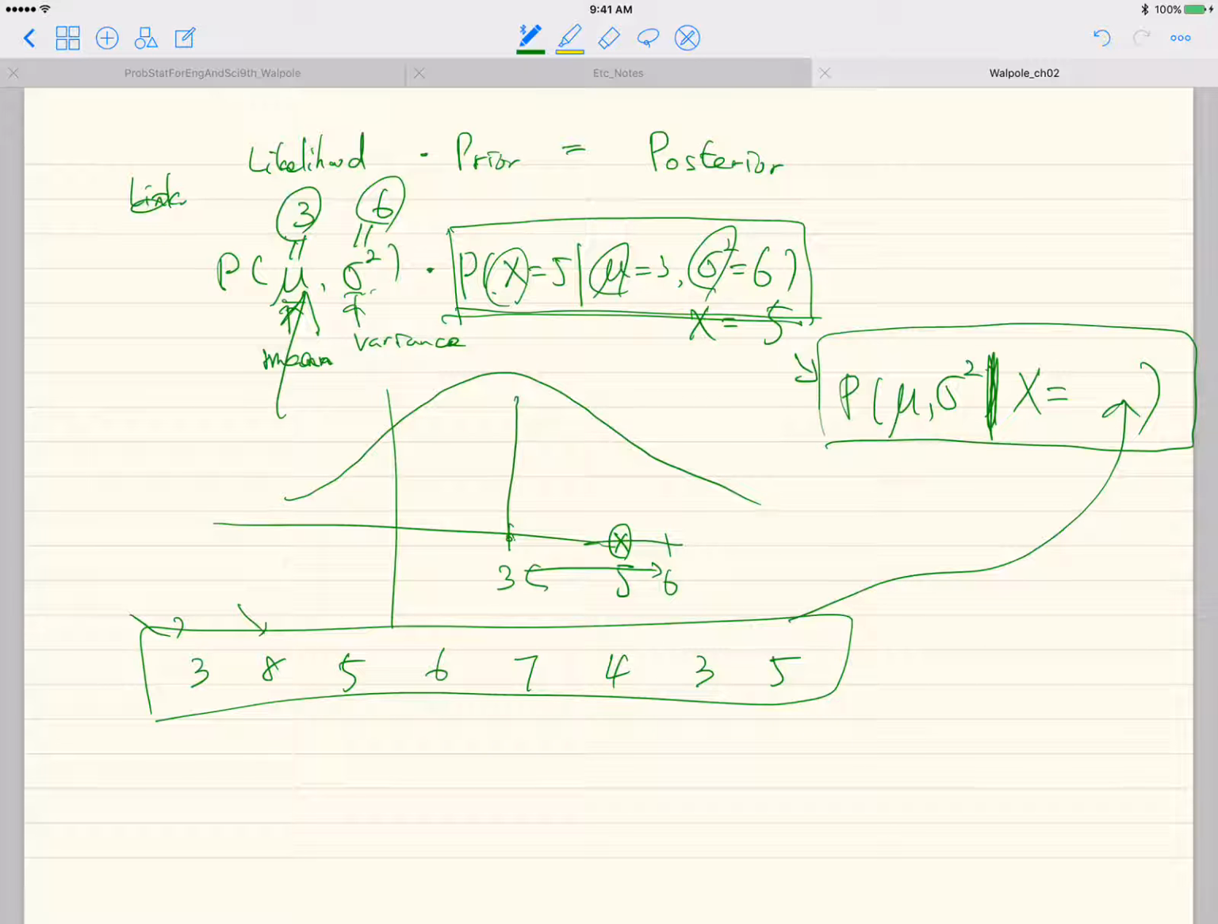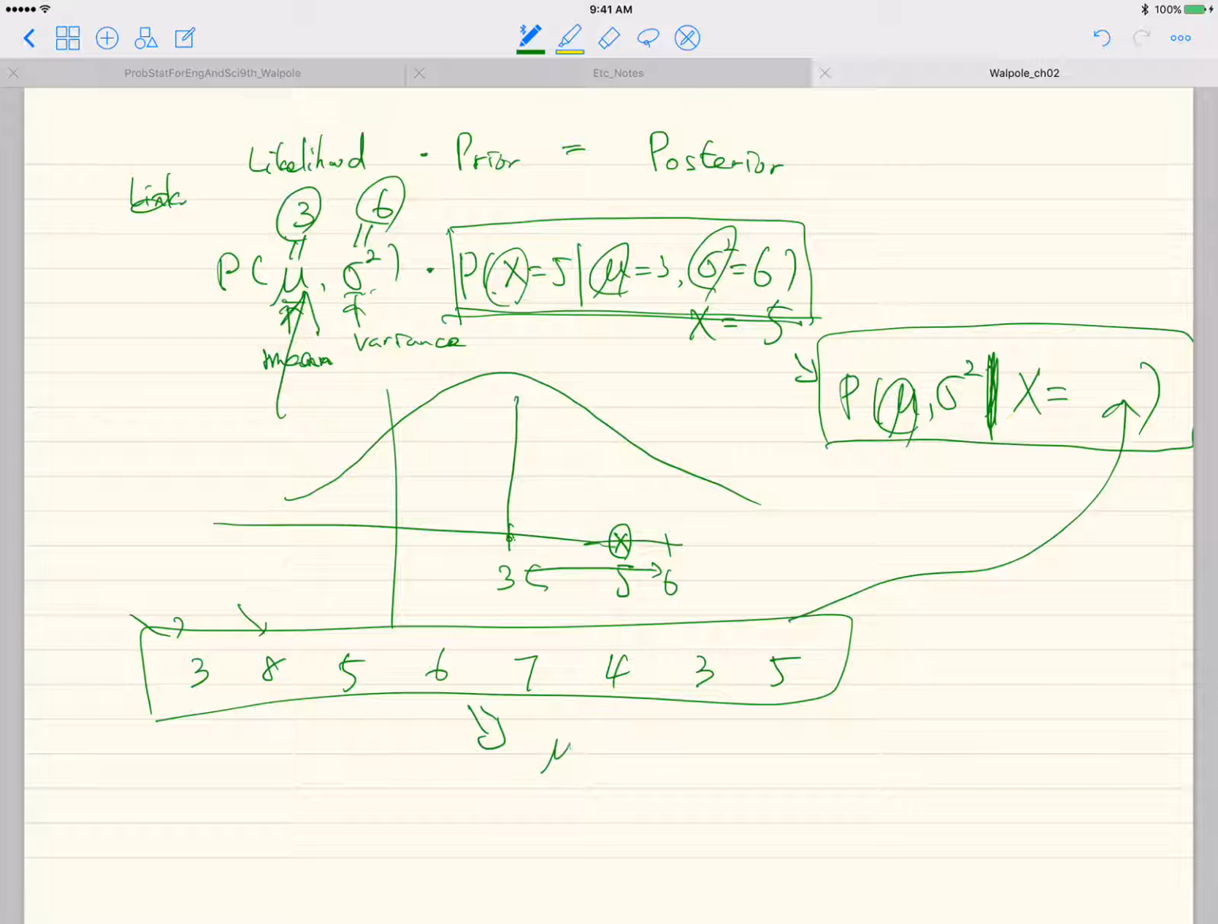So this guy, okay, this guy. Given we observed these data, what is the probability distribution of mu and sigma squared? Well, intuitively, what should be mu? Mu should be somewhere around the mean of these values, right? So in this case, what is the mean?